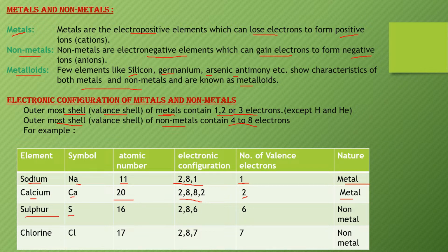Symbol is S, atomic number 16, electronic configuration is 2, 8, 6, outermost shell electrons are 6, hence it is considered as non-metal. Now 6 electrons, so it has tendency to gain 2 electrons, hence it forms a di-negative ion. Similarly, chlorine, atomic number is 17, symbol is Cl, configuration is 2, 8, 7, outermost shell electrons are 7. Because outermost shell electrons are 7, to complete its octet it needs 1 electron, hence it is a non-metal.